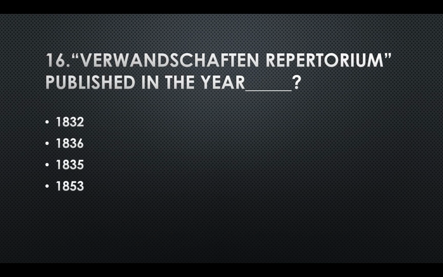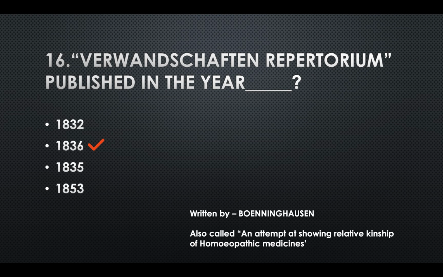Verwandschaften Repertorium published in the year: option A 1832, option B 1836, option C 1835, option D 1853. Answer: option B 1836. Written by Boenninghausen, also called an attempt at showing the relative kinship of homeopathic medicines.